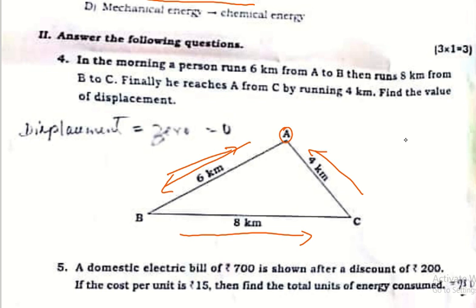Here the value of displacement is 0. Here we have to write that there is no displacement, because he reaches the same point where he starts. Therefore displacement is equal to 0.